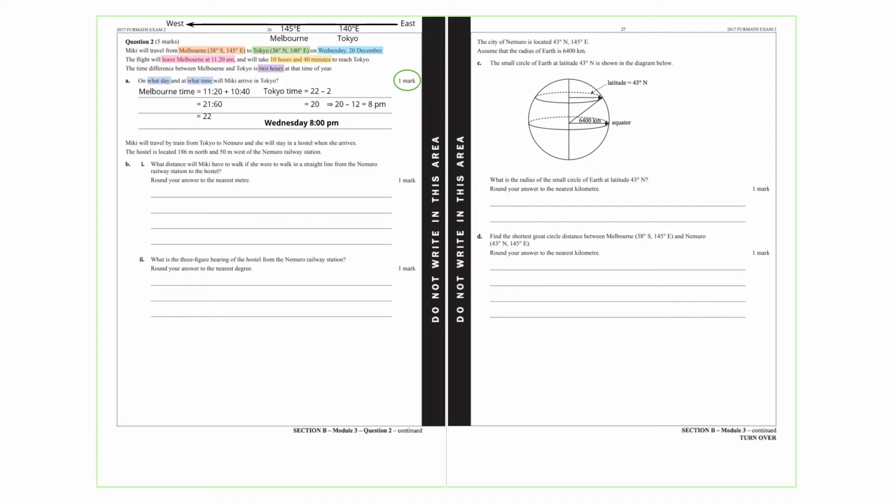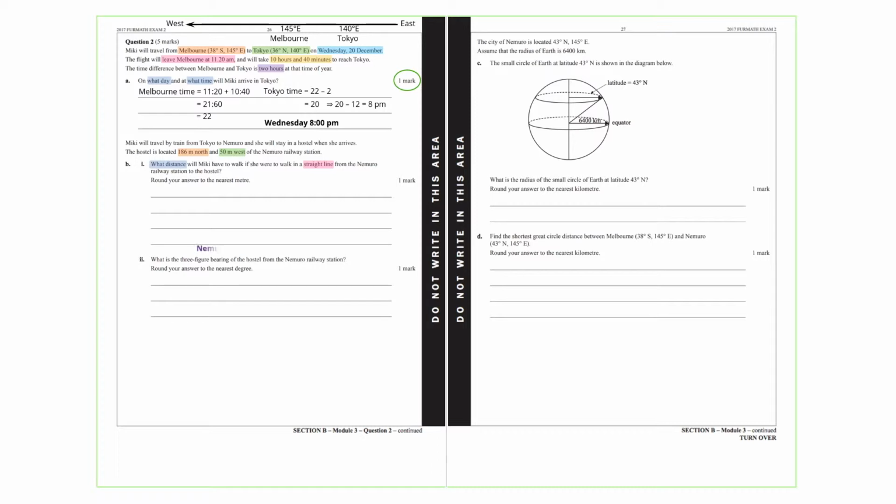Miki will travel by train from Tokyo to Nemuro and she will stay in a hostel when she arrives. The hostel is located 186 meters north and 50 meters west of Nemuro railway station. Part B.i. What distance will Miki have to walk if she were to walk in a straight line from the Nemuro railway station to the hostel?